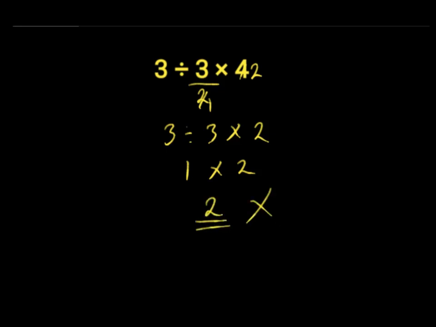2 is the wrong answer to this question because according to the order of operation, division and multiplication have equal priorities. So we are to work from our left to our right. Let us solve the right answer to this question.